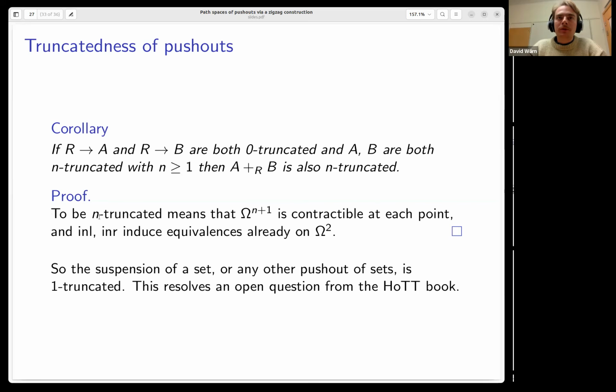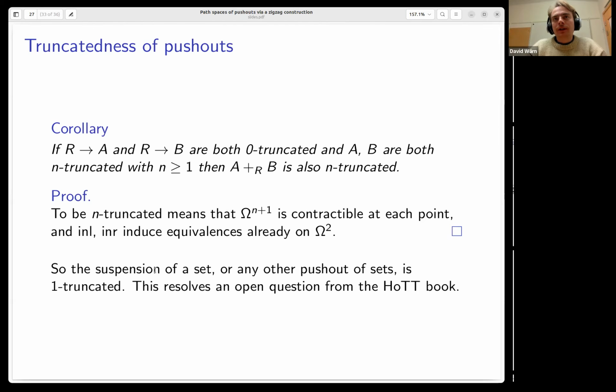So we just observe that to be n truncated means that the n+1 loop space at any point is contractible. So we have to understand the higher loop spaces of this pushout, but by the previous result, left and right induce equivalences already on the second loop space, so also on higher loop spaces. So whenever we have some understanding of the higher loop spaces of A and B, we get one also of the pushout.